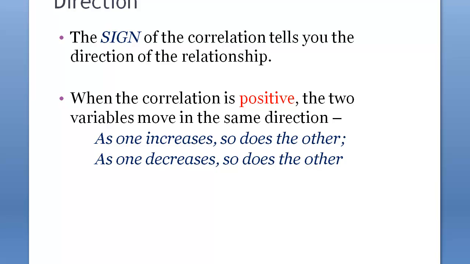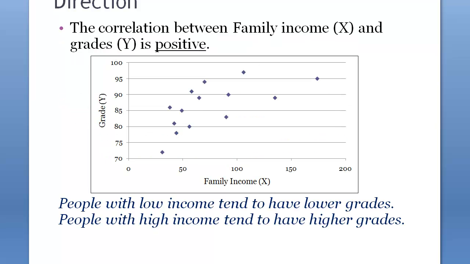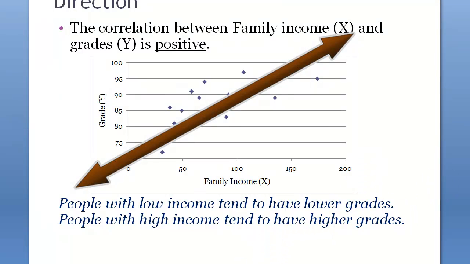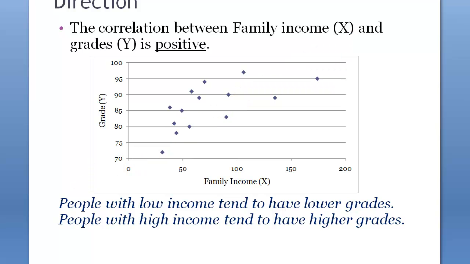The sign of the correlation tells you the direction of the relationship. When the correlation is positive, the two variables move in the same direction. As one increases, so does the other. As one decreases, so does the other. For example, in this example, it looks like the higher the income is, the higher the grade might be. People with low income tend to have lower grades. People with high income tend to have higher grades.